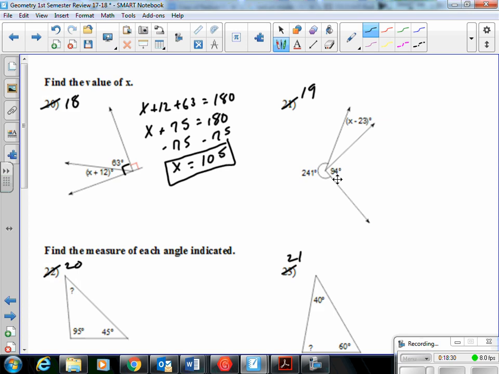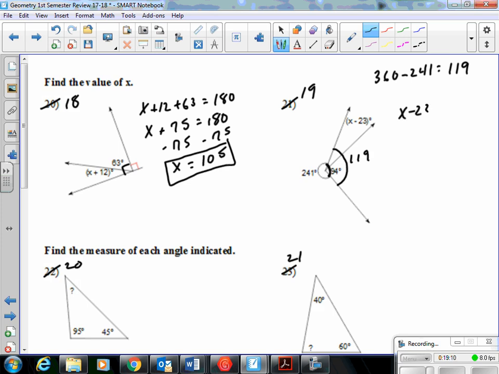All right, 19. We got X minus 23 and 94. They show us that this angle going around the backside is 241 degrees, which is part of a circle. And a circle is 360 degrees all the way around. So start off with, we can do 360 minus 241, which will be 119. So this side of those angles has to be 119 degrees.